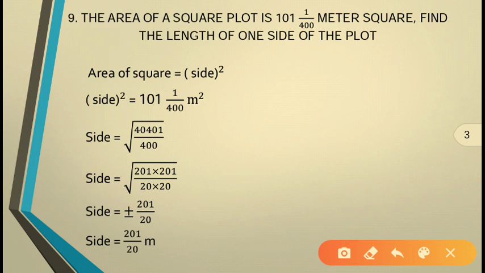First of all, what is the area of a square? The formula is: area of square is side square. Clear? And area is given, which means side square is given in your question. This is the area and area is side square. We can equate them. Now, first of all, this is in mixed fraction. When you convert it into a simple fraction, you need to multiply 101 into 400 and then add 1. You will get this. Clear?